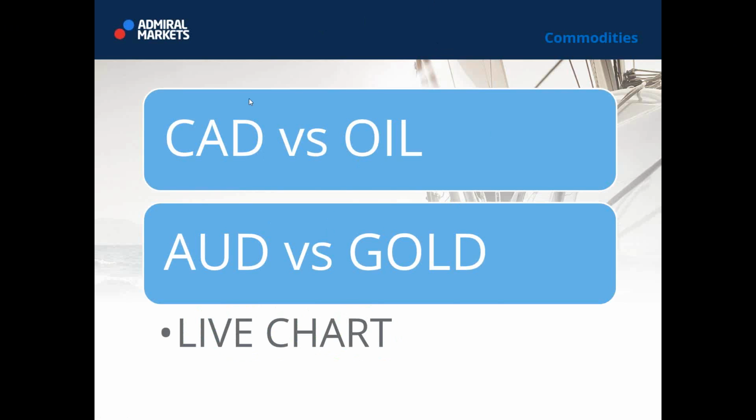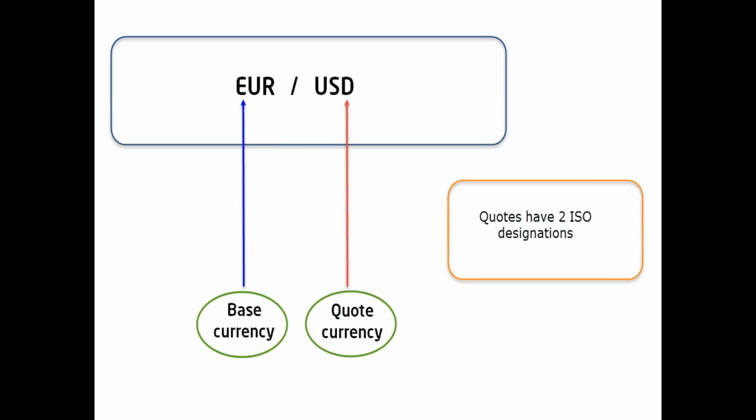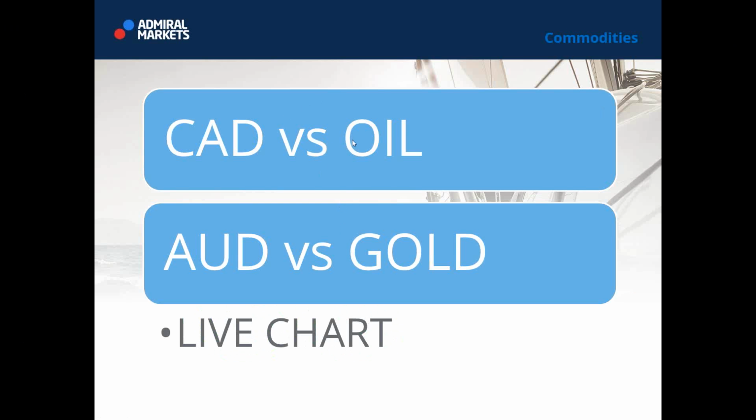So that is why I try to explain base and quote currency. Because guys, you cannot just say CAD and oil, because you have dollar here, guys. Where dollar is base currency and CAD is quote currency. So when you say CAD versus oil, we need to think about dollar CAD versus oil. Because we trade dollar CAD, we don't trade CAD. You need to have two currencies, base and quote currency.